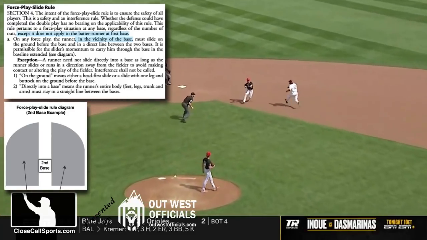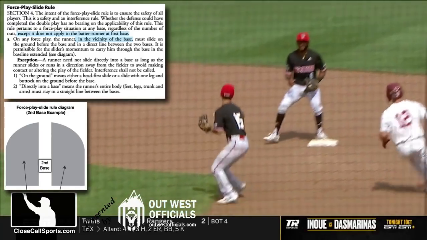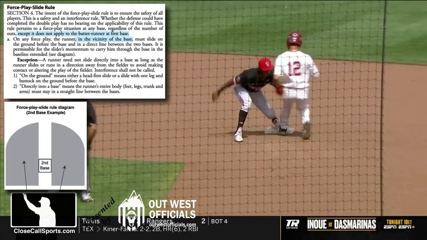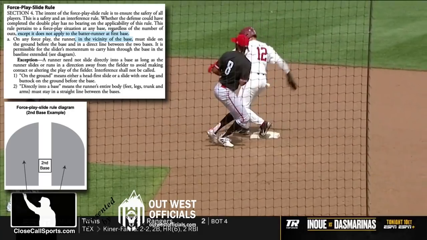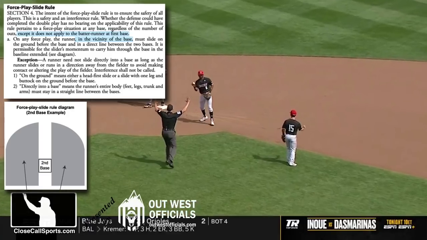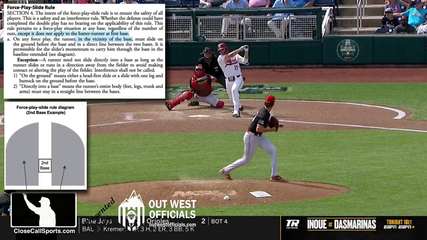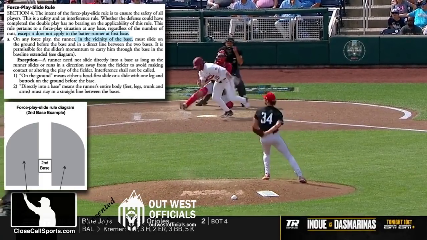As you see, the runner is trying to avoid a fielder fielding a batted ball. Fielder has the right of way to field a batted ball, so the runner goes to avoid it. But by doing so, takes themselves out of the direct line between first and second base. Ordinarily, on a forced play slide rule, the runner has to slide in a direct line between first and second base. That gray area on the diagram on the bottom left is the illegal area for a runner to slide.